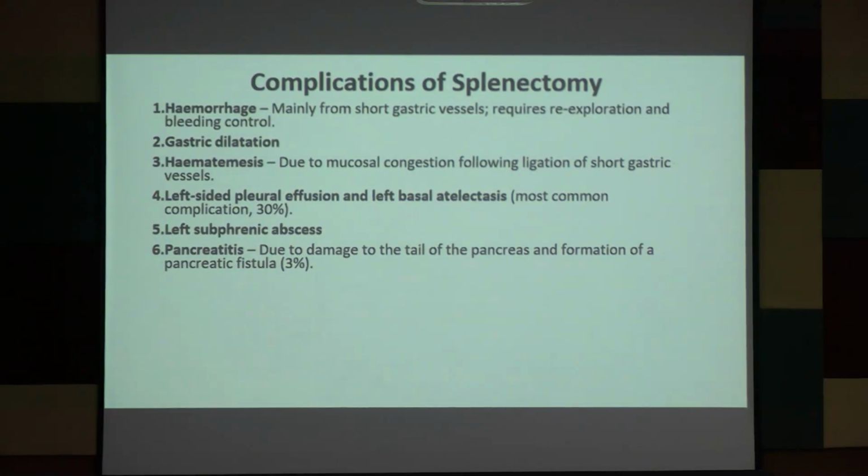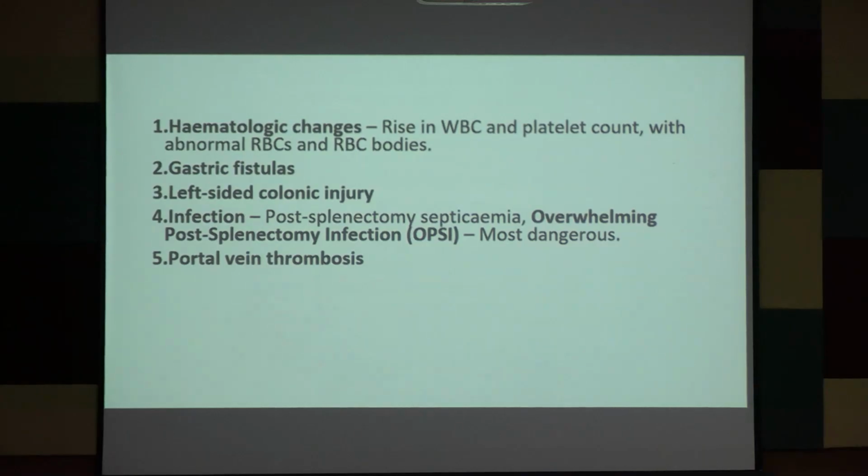Let's come to the complications of splenectomy. Hemorrhage, gastric dilatation, hematemesis, left-sided pleural effusion because the spleen is in close contact with the left side of the pleura, and basal atelectasis, subphrenic abscess, pancreatitis due to damage of the tail of the pancreas. Also, it shows hematological changes after splenectomy, that is WBC and platelet count rises. Gastric fistulas are common if there is injury to the left side, greater curvature of the stomach.